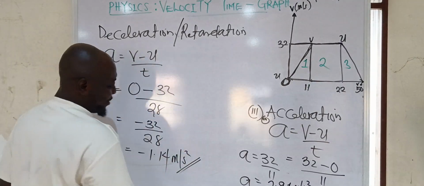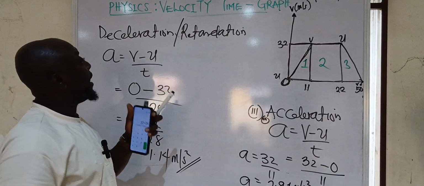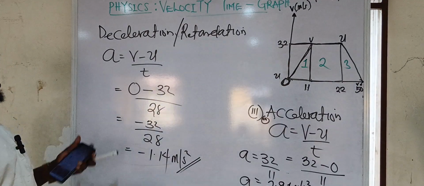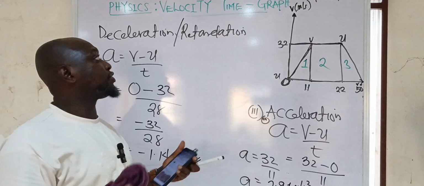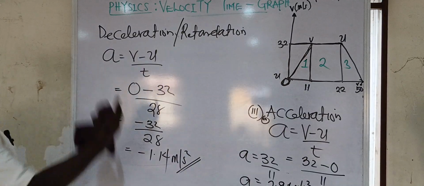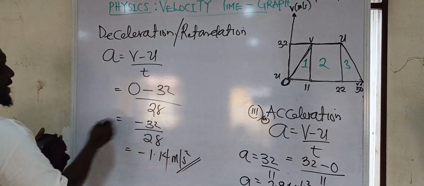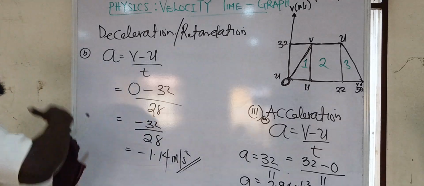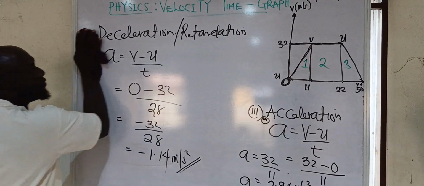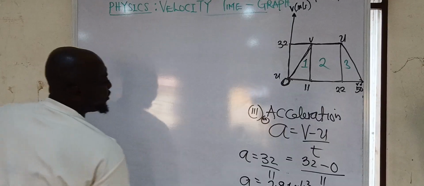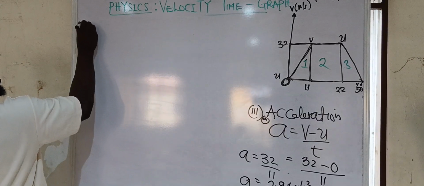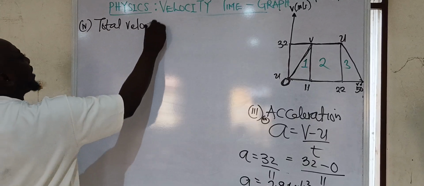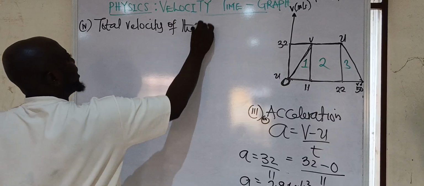So let's calculate the last thing. What if we are asked to calculate the total distance or the total velocity of the period? This is the final answer for 2A and 2B. This is the B part. Now let's calculate the total velocity of the period.